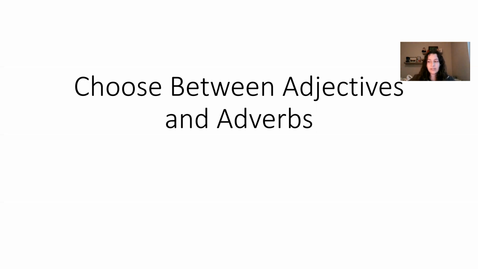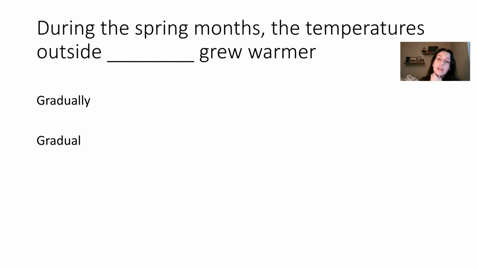So before we jump into some examples, let's just clarify that adjectives describe nouns and adverbs describe actions. So if we see a verb in the sentence that is missing a descriptor, it's going to be an adverb. And if we see a noun missing a description, that's going to be an adjective. So let's just jump right into it.